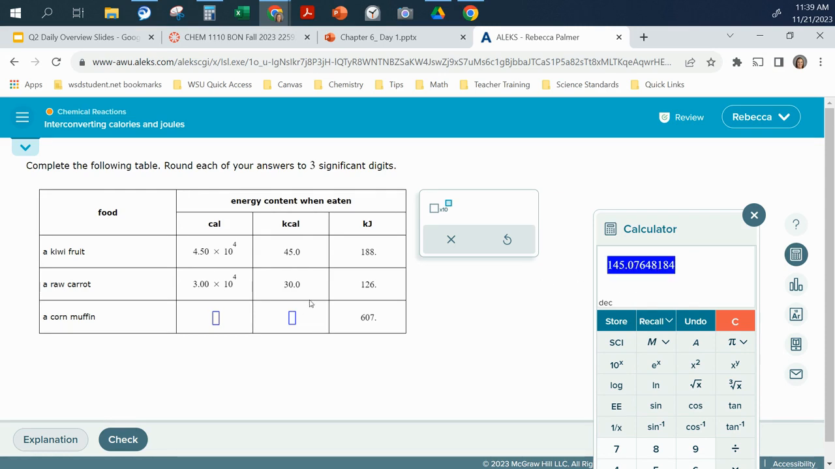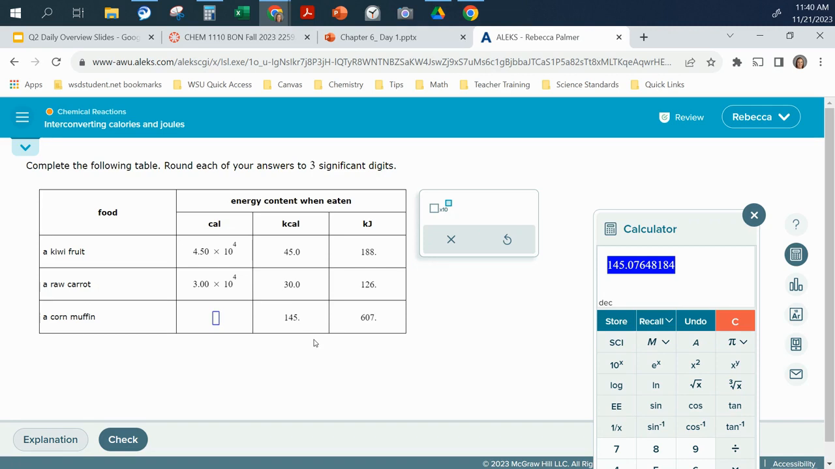Okay, that seems right. 3 significant digits. 145 with the decimal. 3 significant digits. Okay, then I need to take that 145. 145 kilojoules. I need to convert that to, this is not kilojoules, this is kilocalories.